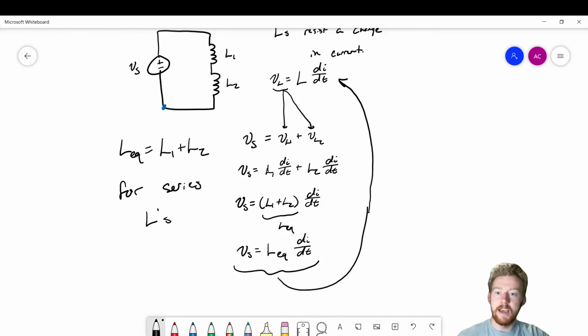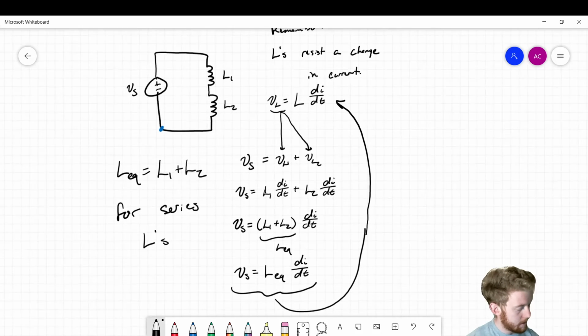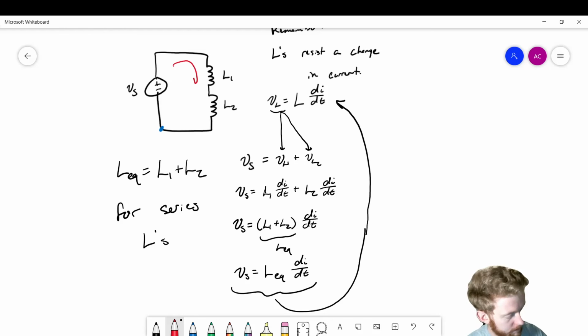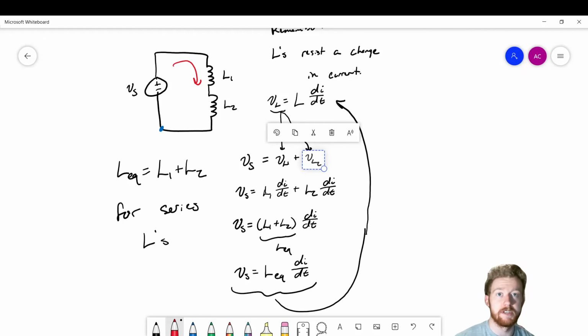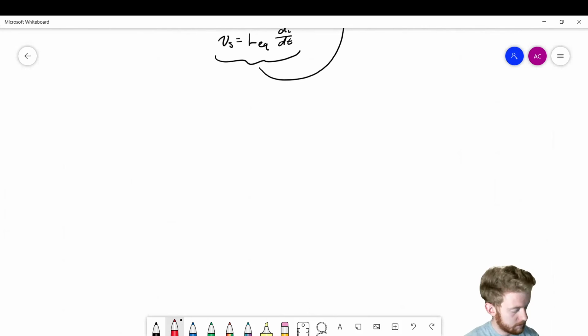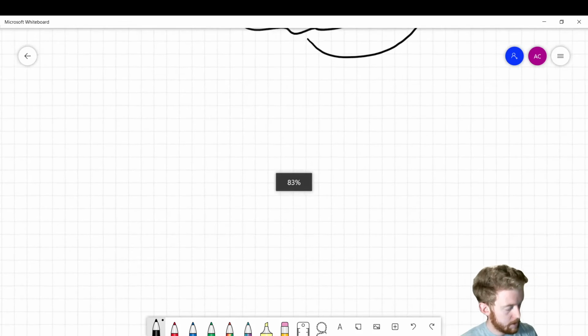And this kind of makes sense because if we think about it, there's going to be a current flowing through each of these. Inductor 1 is going to resist that change in current, and then inductor 2 is also going to resist that change in current. So they're both resisting a change in current. They're like resistors, so resistors in series are going to add the same way inductors add. Okay, so now let's look at them in parallel. So let's say we have a circuit.